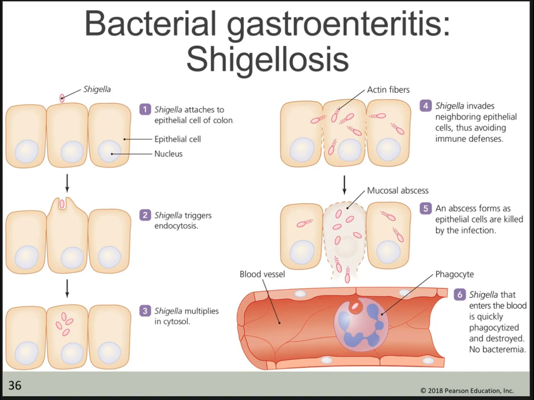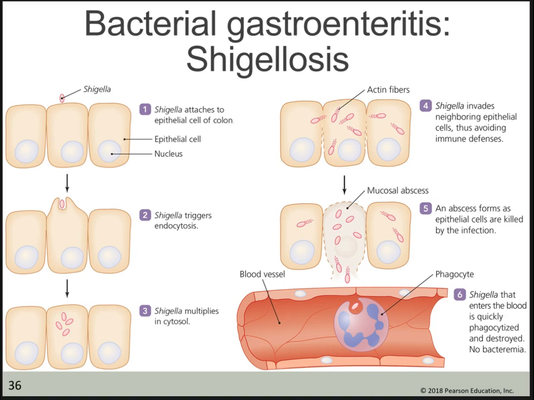Now it's able to take over the actin fibers of the host and use those to invade neighboring epithelial cells. This allows the bacteria to evade the immune system because it spreads from cell to cell without leaving the cell, and so the immune system doesn't recognize that these cells are infected. Eventually, an abscess forms when these bacteria replicate and kill the epithelial cells.